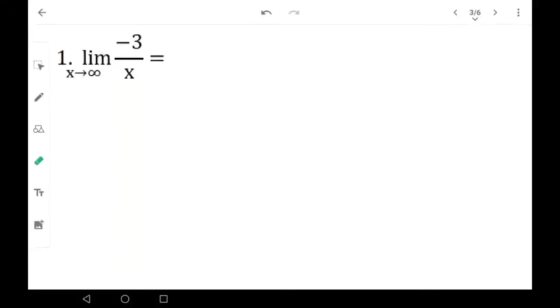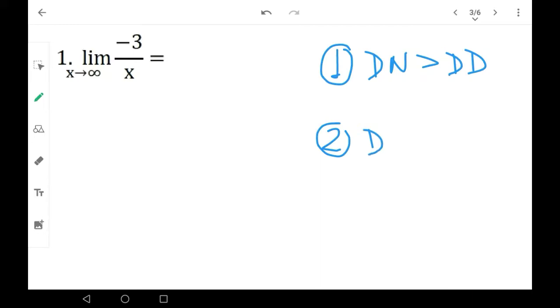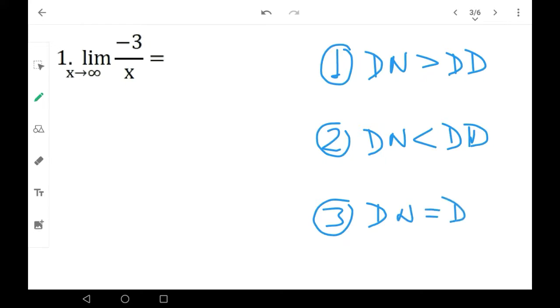Limits at infinity. When we talk about limits at infinity, we basically have three cases. The first case is when the degree of the numerator is greater than the degree of the denominator. The second case is when the degree of the numerator is less than the degree of the denominator. And the third case is when the degree of the numerator is equal to the degree of the denominator.